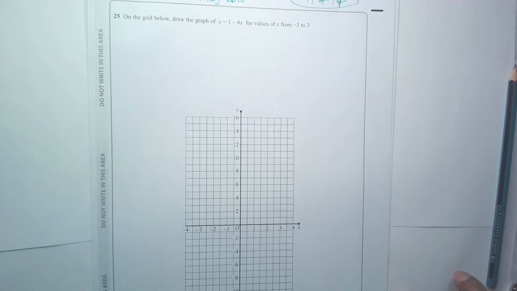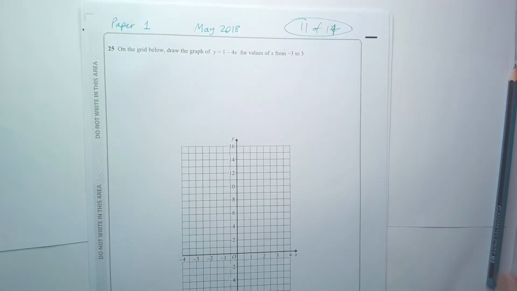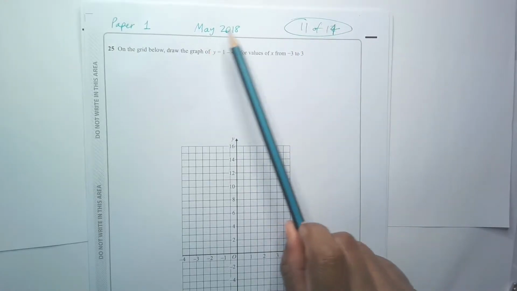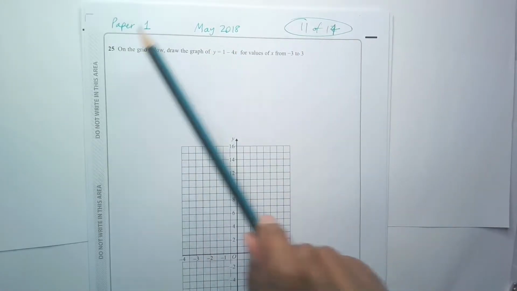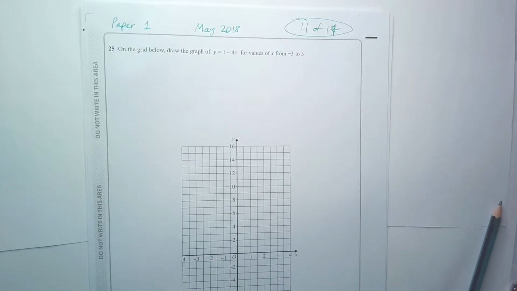Another paper 1 question now. So all the paper 1s are coming together. Save them for the end. This is our 11th question of 14 from May 2018, and it's paper 1, non-calculator. Press pause and have a go.